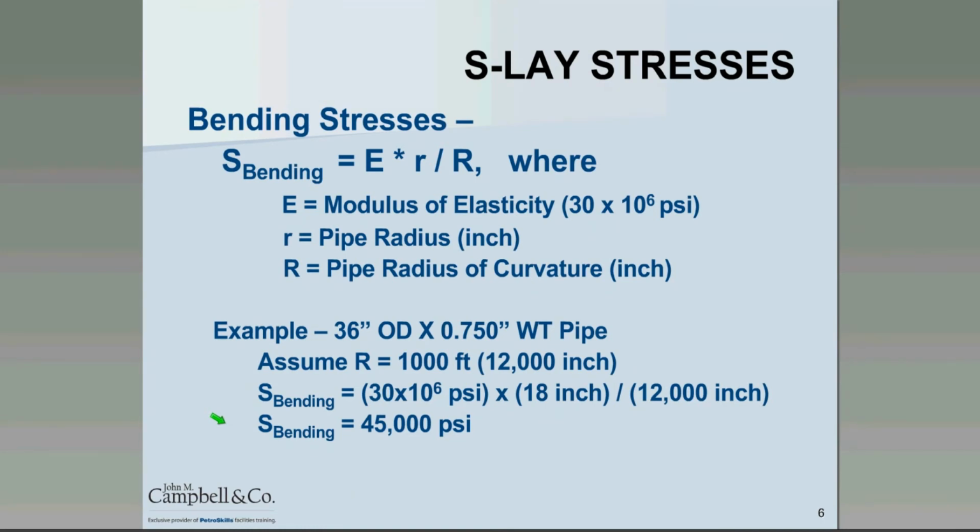Okay. Now, again, as another example, we'll look again at our 12-inch pipe. So instead of 36, it's 12.75. Instead of a 3/4 inch wall, it's 0.375 inch wall thickness. We'll use the same radius. Plugging in the new numbers, instead of 45,000 psi, we now get about 16,000 psi. So the diameter of the pipe, as you would expect from the equation, has a pretty dramatic impact on the bending stresses of the pipe itself.